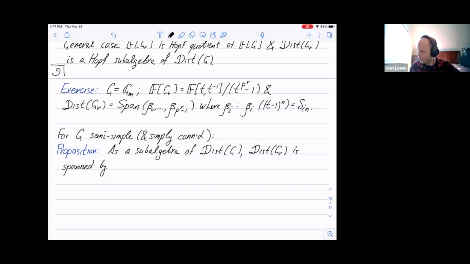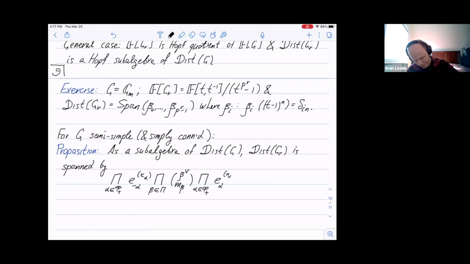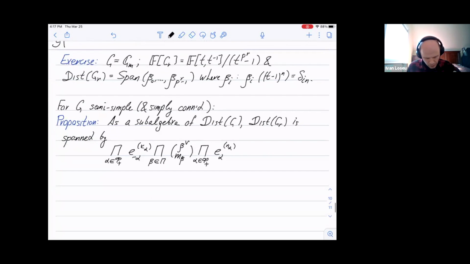So it's going to be the product over alpha in Phi plus of e minus alpha to the divided power k_alpha, the product over beta in Pi of beta check choose m_beta, and then the product over alpha in Phi plus of e_alpha to the divided power n_alpha. So that's the first part.